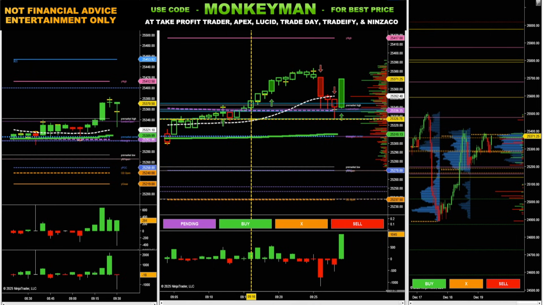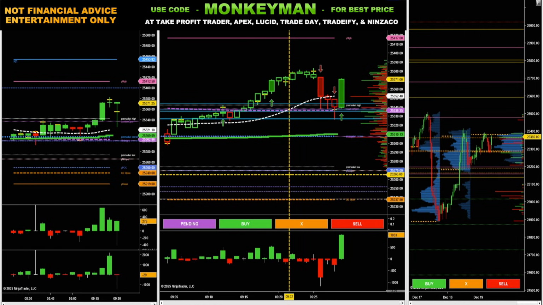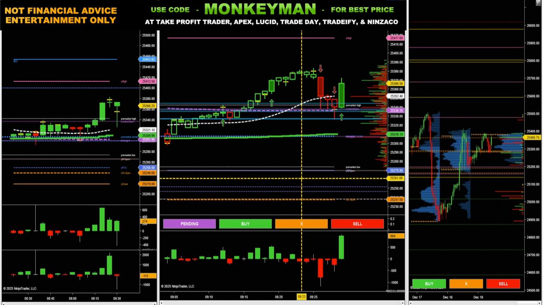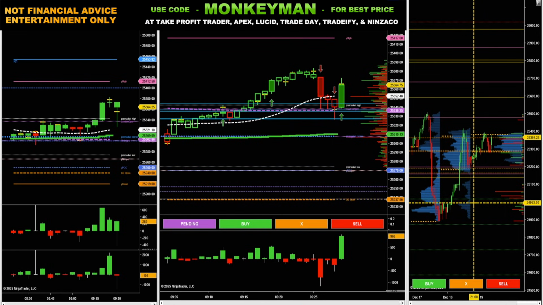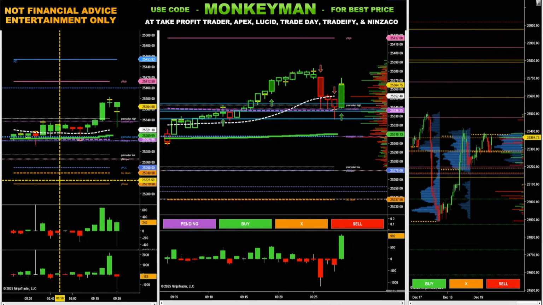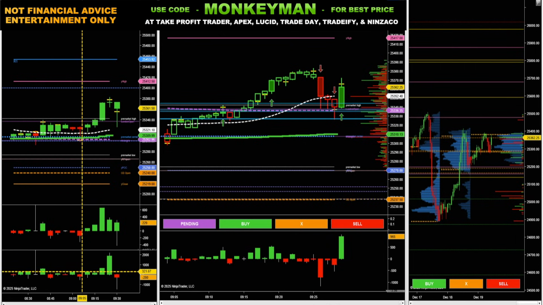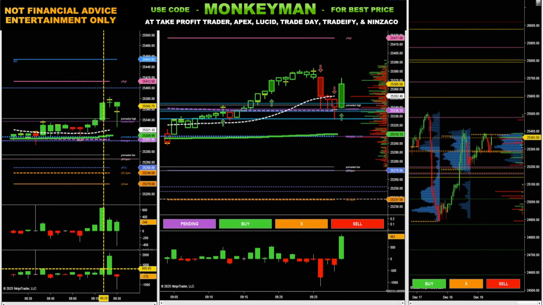Looking to catch some bigger delta pushes in the MNQ. So the delta on the MNQ is very different than the delta on the regular NQ. This is a 1 minute micro NASDAQ chart. This is a 60-minute micro NASDAQ chart. And this is a regular 5-minute NQ chart. And I also have some delta information for the ES right below it.